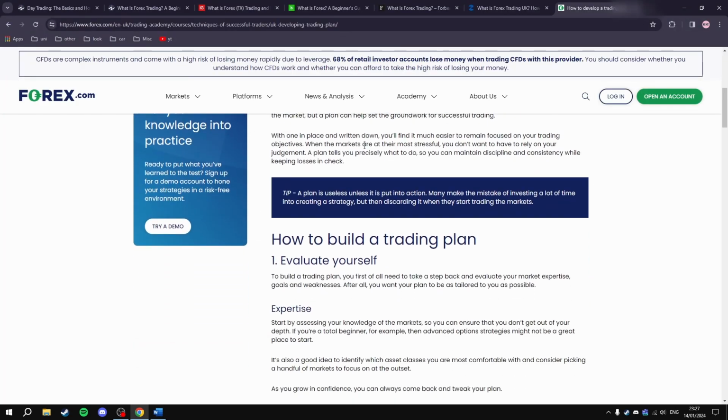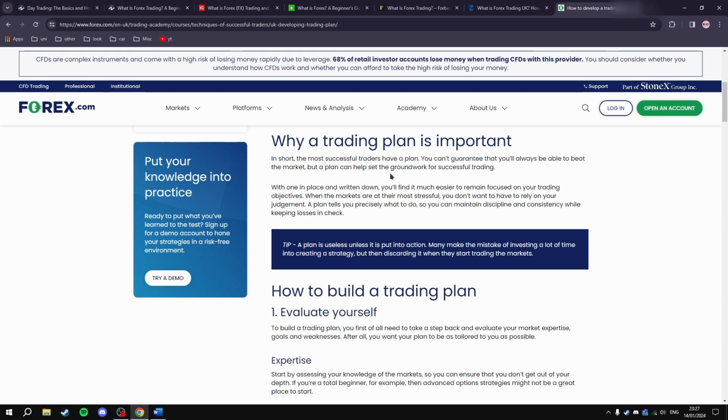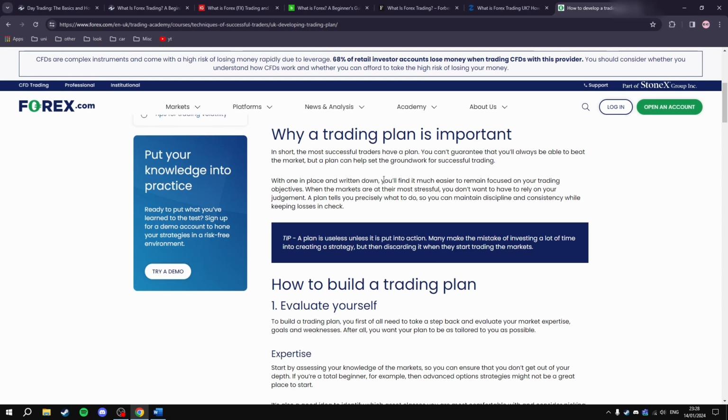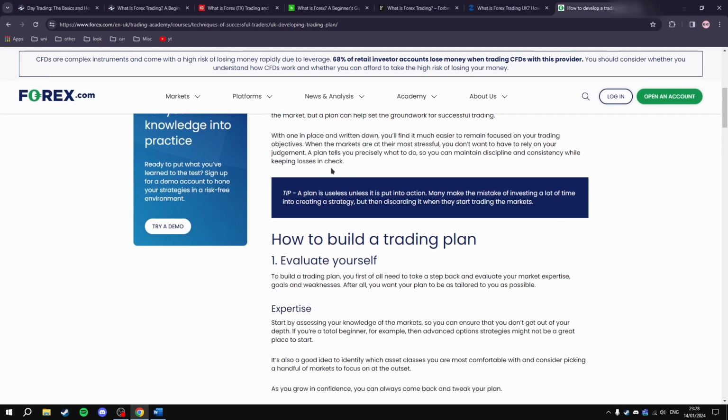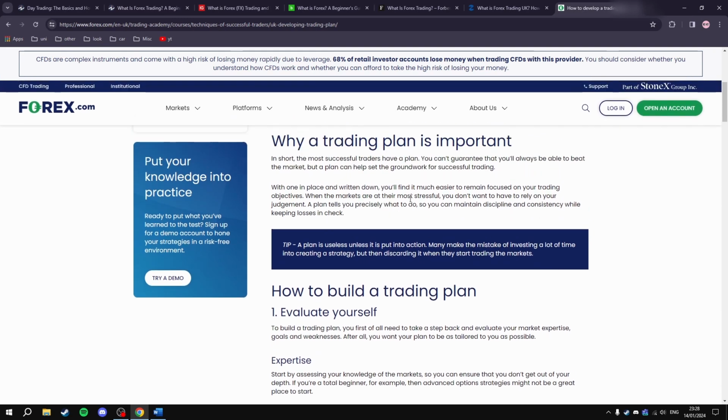Why a trading plan is important. In short, the most successful traders have a plan. You can't guarantee that you'll always be able to beat the market, but a plan can help set the groundwork for successful trading. With one in place and written down, you'll find it much easier to remain focused on your trading objectives.